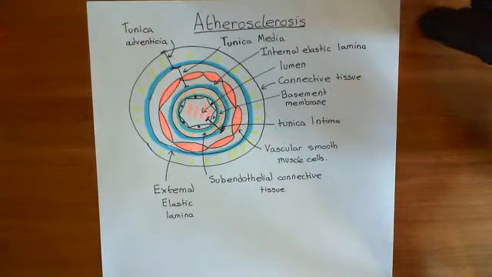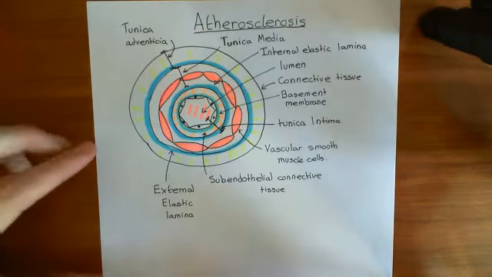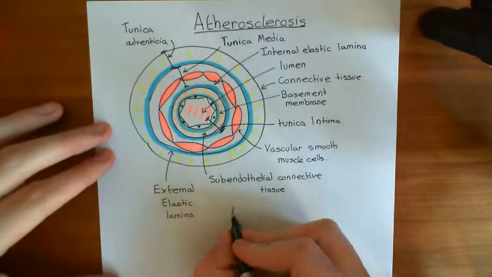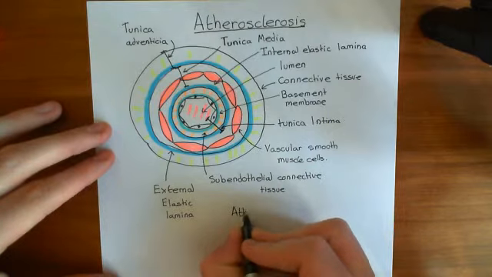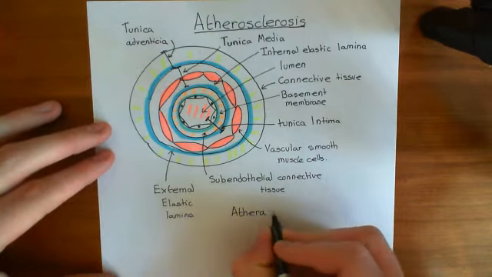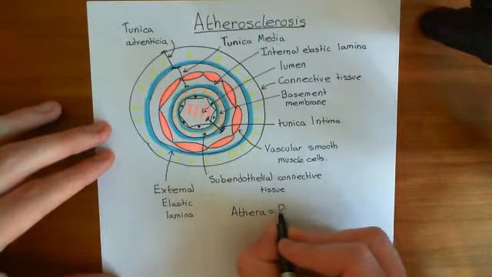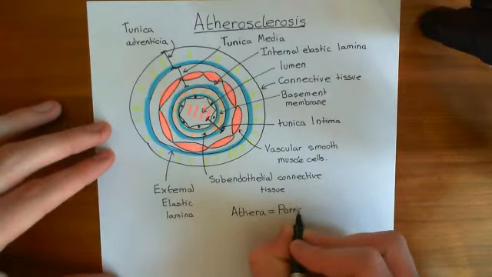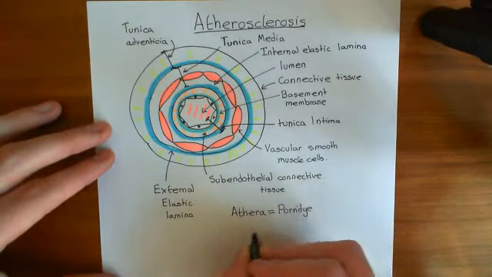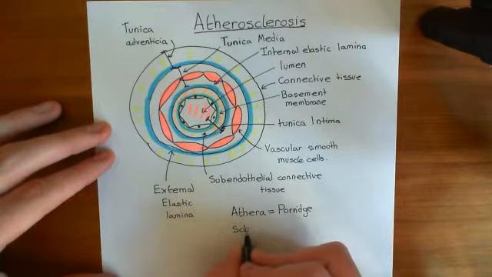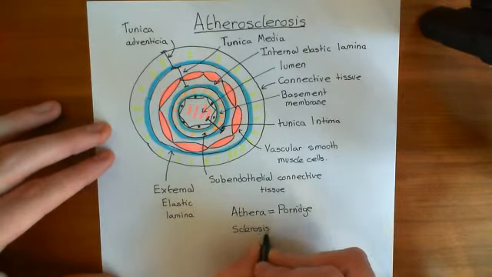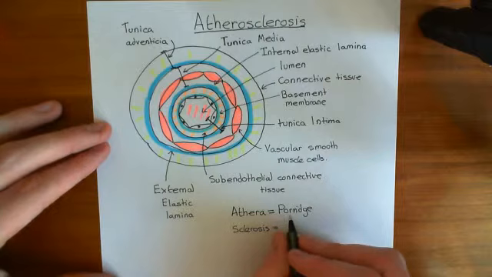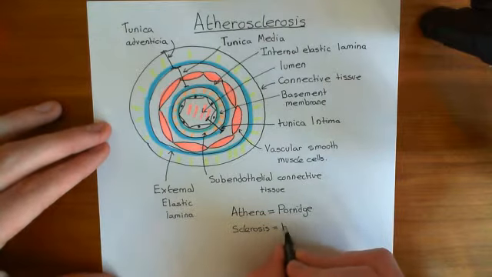Right, so what is atherosclerosis? Atherosclerosis is, firstly let's discuss the origin of the name. Athera is a Greek word. The Greek word athera basically means porridge, okay? And sclerosis means hardening. So this basically means porridge hardening, okay?